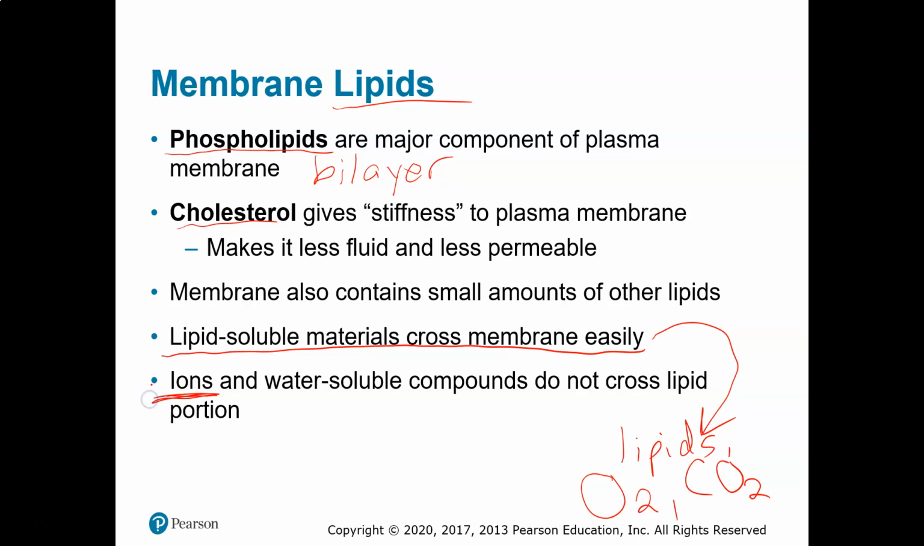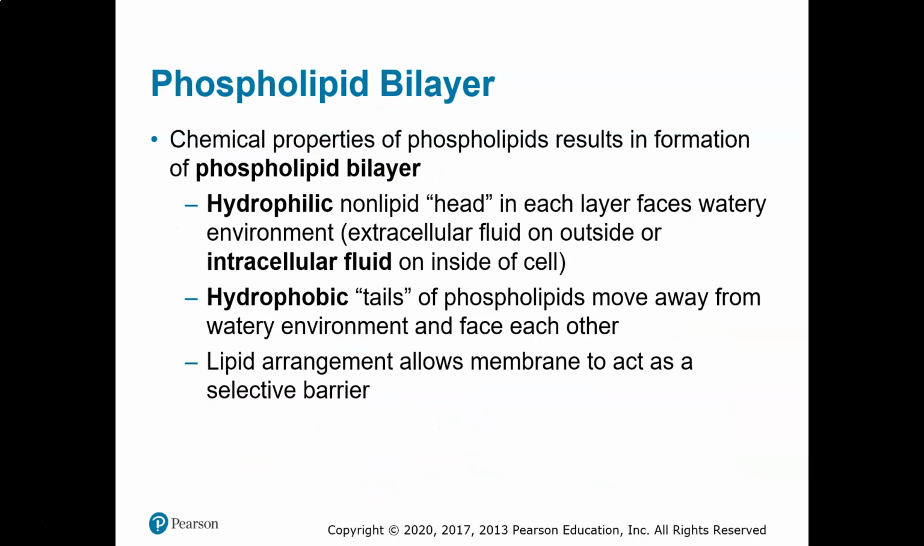But ions, which are atoms with a charge, so these are your electrolytes like sodium and calcium and potassium, and water-soluble compounds like glucose and amino acids, do not cross the phospholipid bilayer, so they must travel through the plasma membrane by a channel protein or a carrier protein. The phospholipid bilayer is composed of a hydrophilic head. It contains a phosphate group, and each hydrophilic head faces the outside or the inside of the cell, and the hydrophobic tails face each other, and they are composed of lipids.